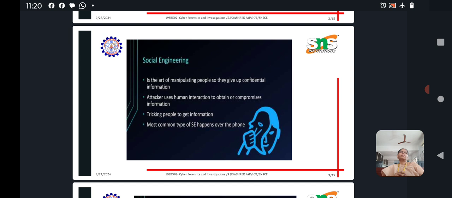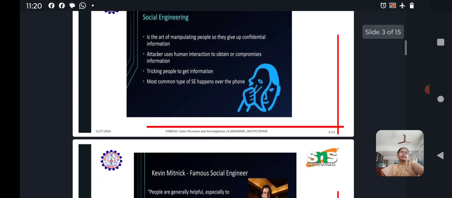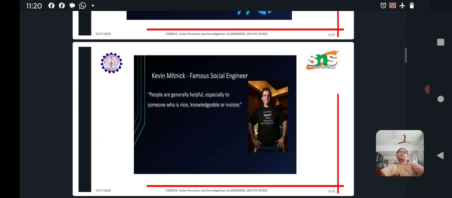The most common type of social engineering happens over the phone, which I already mentioned. Through the phone they call, or otherwise through WhatsApp messages. They send a message like hi, and then we ask, what is that? If we reply back to a hi message asking who is this, who is on the other side, then they easily capture our data. So that is social engineering.